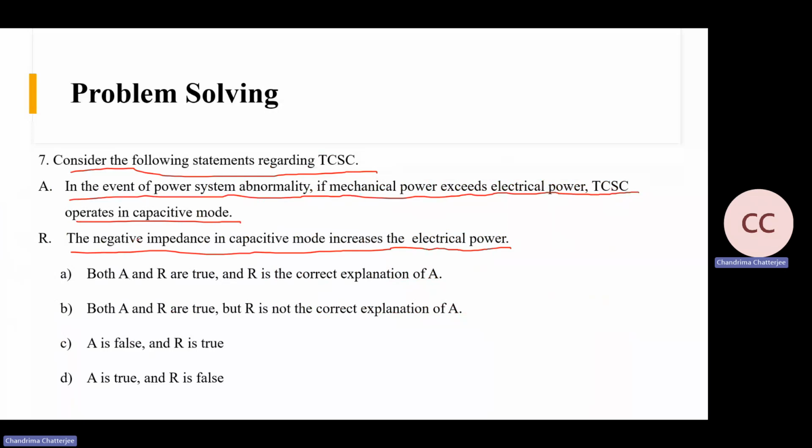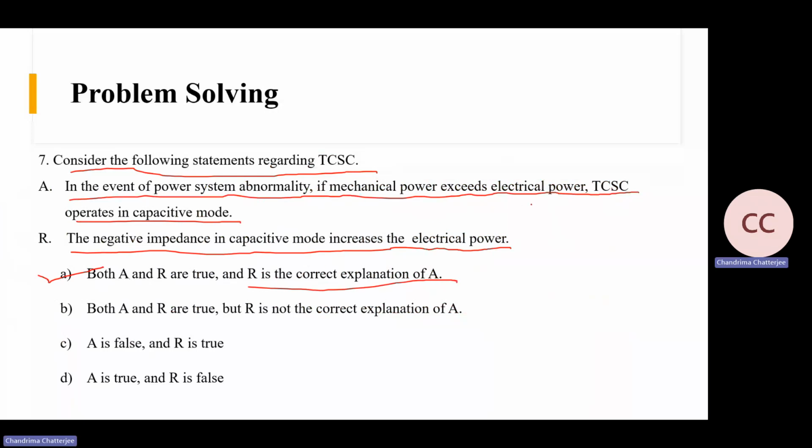And the second one is, the negative impedance in capacitive mode increases the electrical power. So obviously we already saw that when the TCSC operates in capacitive mode, the electrical power increases, the power transfer increases. That's why option A is right. Both A and R are true, and R is the correct explanation of it.